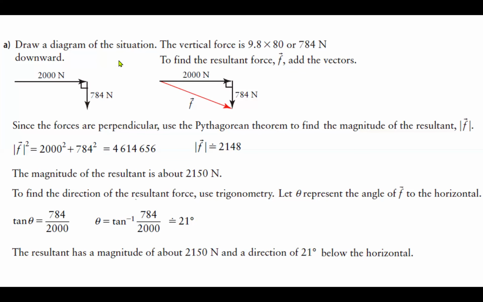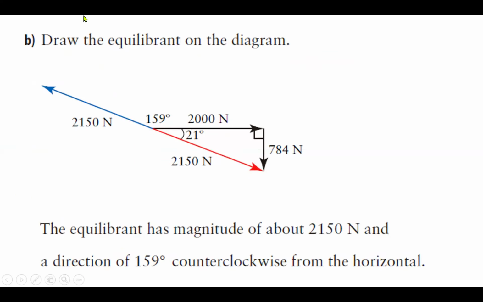Okay, then let's have a look at question B. We can draw the equilibrant on the diagram, which is shown here as the vector highlighted in blue. The equilibrant has the opposite direction of the resultant force, but the same magnitude, which is also 2150 newtons. So the equilibrant has magnitude about 2150 newtons and direction of 159 degrees counterclockwise from the horizontal.